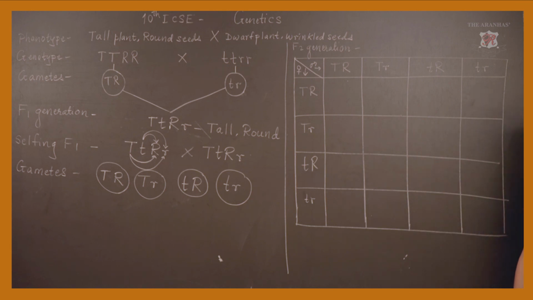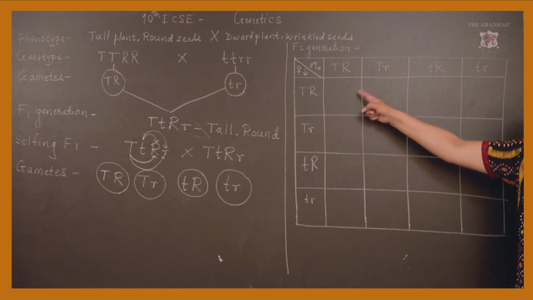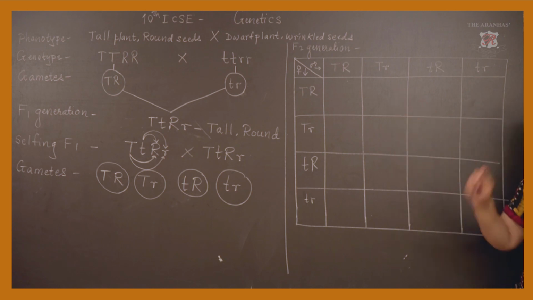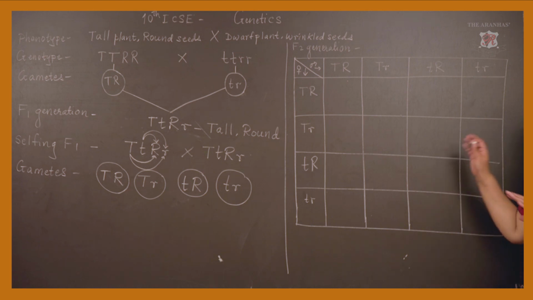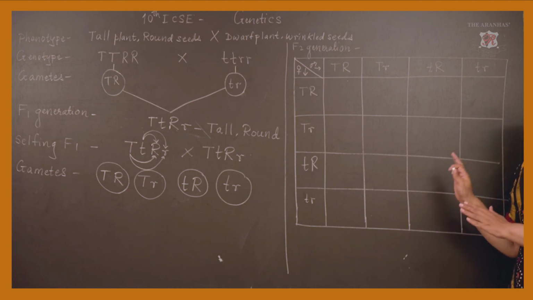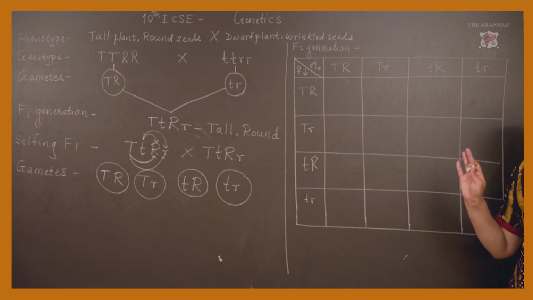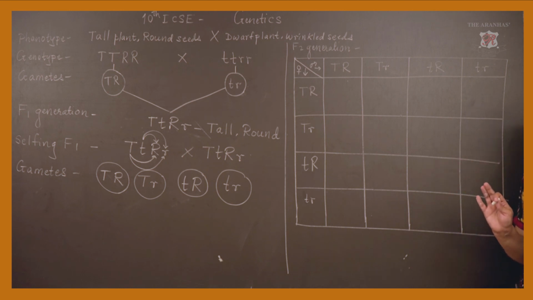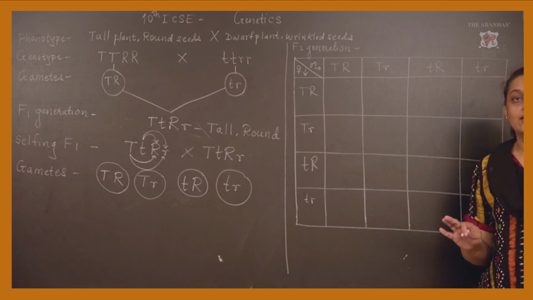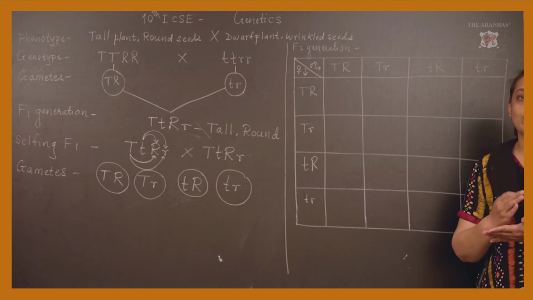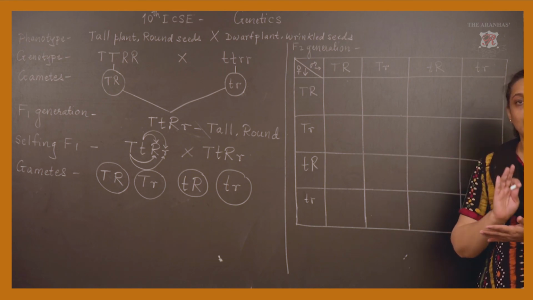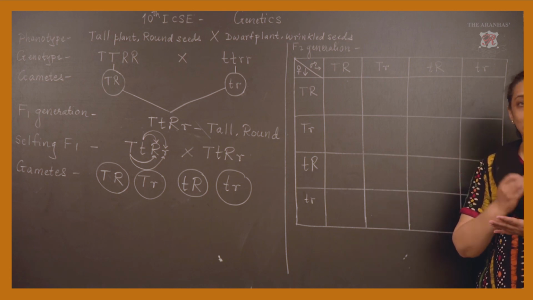Now we have to write the remaining combinations. See how many combinations we have to write. 1, 2, 3, 4, 4 into 4, 16 combinations we have to write. That is why writing in the tabular form is a much easier method. You will not make any mistake. That is the advantage of writing in Punnett's square. Now the logic is the same. Corresponding row, corresponding column, that we have to consider and write every combination.